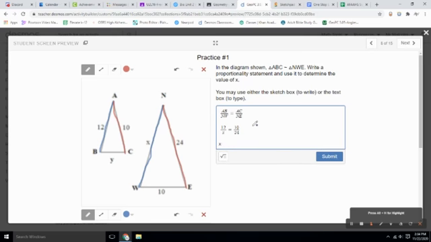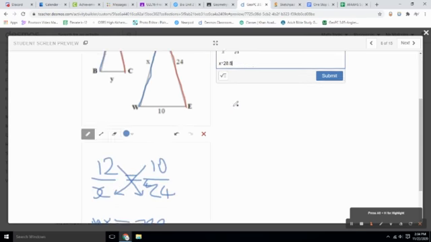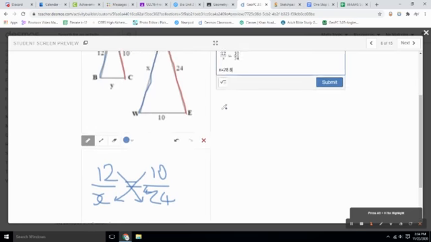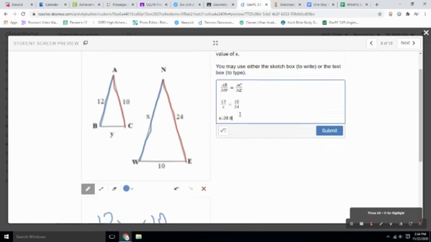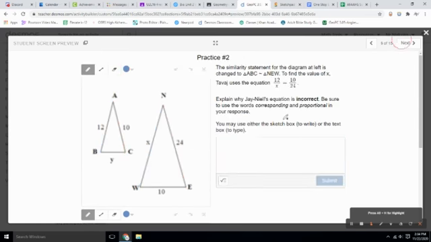So x equals 28.8. Fine. Okay. Hopefully that makes sense to you. You see how I got all of what I got. Moving on to the next practice problem.